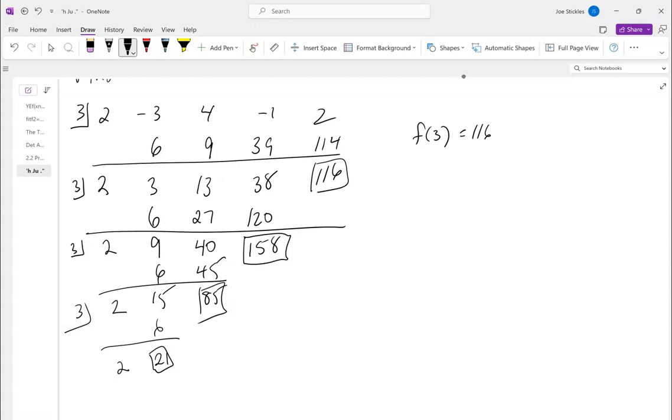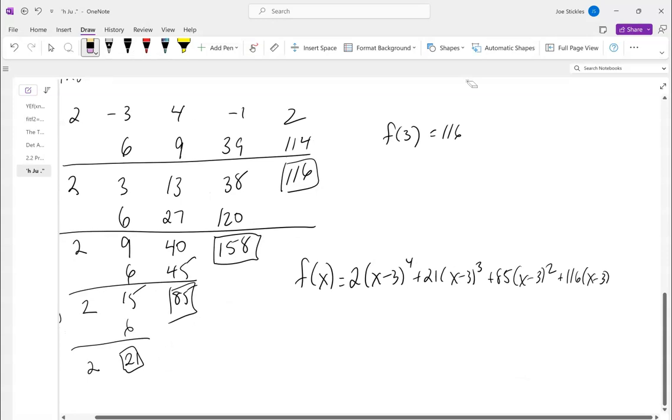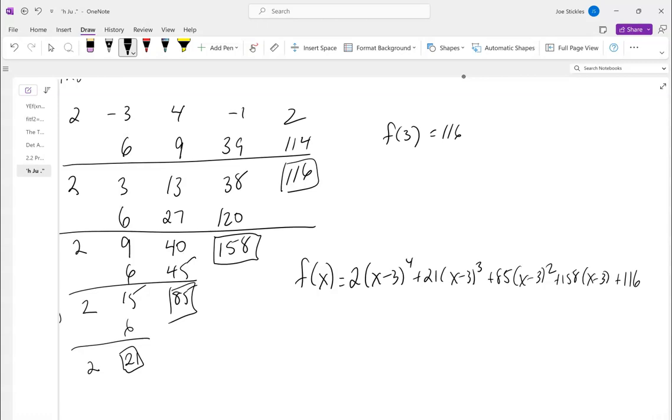Remember we talked about this last time, how we recenter the polynomial from being at x equal to 0 to being at some other center. In this case, we've plugged in 3 every single time. So we can rewrite the polynomial as 2 times (x minus 3) to the 4th plus 21 times (x minus 3) cubed, 85 times (x minus 3) squared, 158 times (x minus 3), sorry, not 116, 158, plus 116.